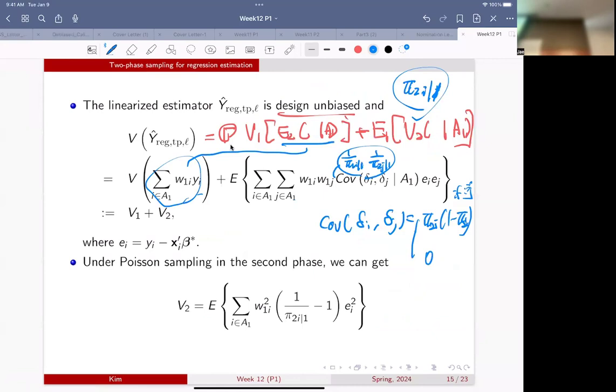If you do that, then you only worry about i equal to j. Then you get pi_i times 1 minus pi_i divided by pi_i squared, so you get this. I think I'm almost done for today. Basically you want to minimize this, so you want to find the pi_i that minimizes this. The constraint that you might want to use is this one.